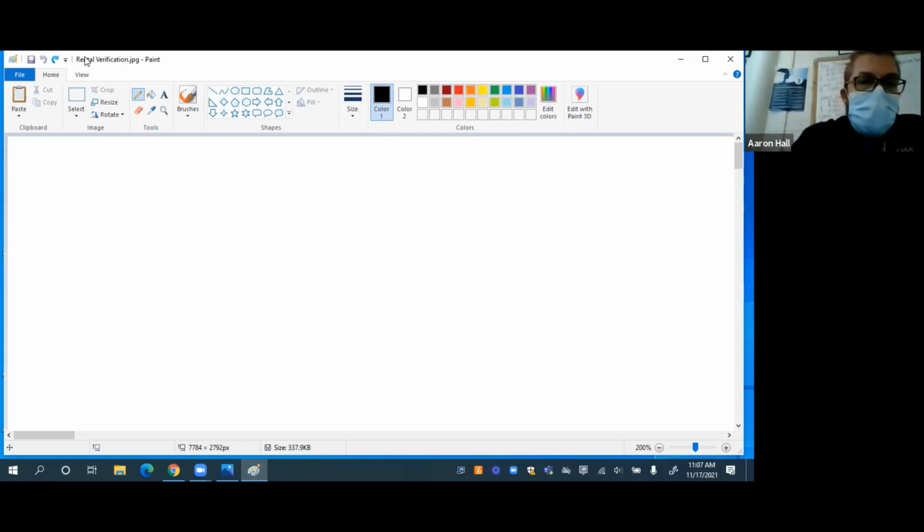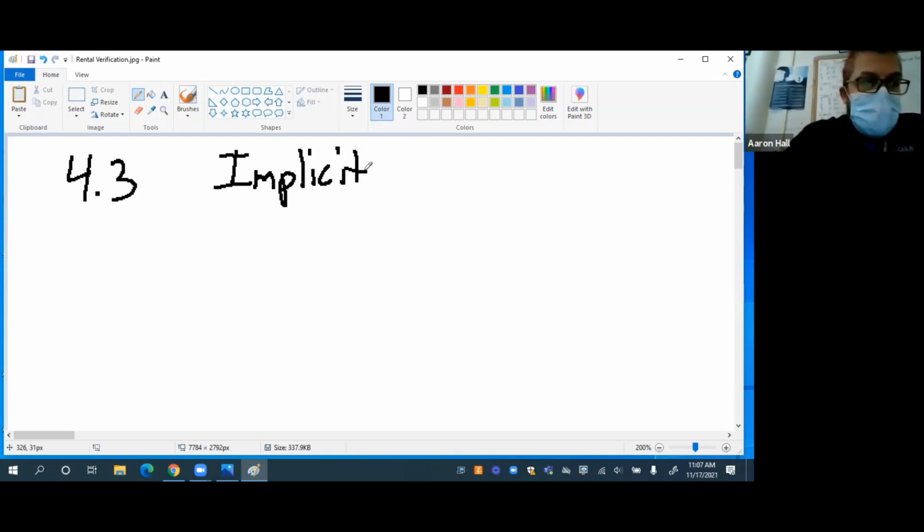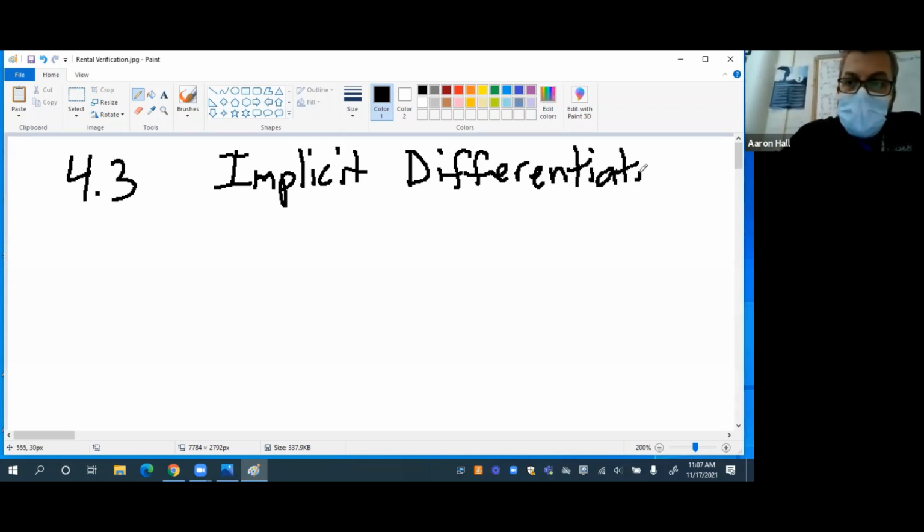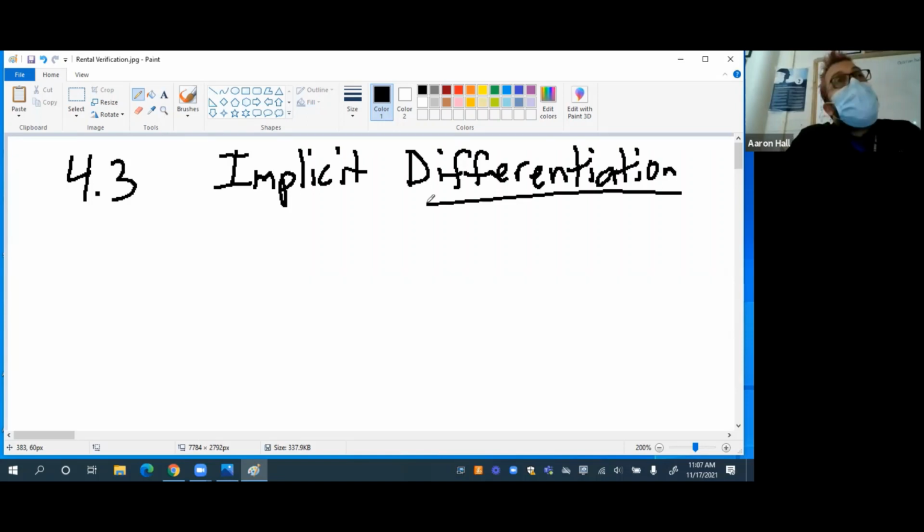The assignment that is due today is 4.3. 4.3 is on implicit differentiation. What does this word differentiation mean? Yeah, taking the derivative. If you differentiate something, you are taking the derivative.